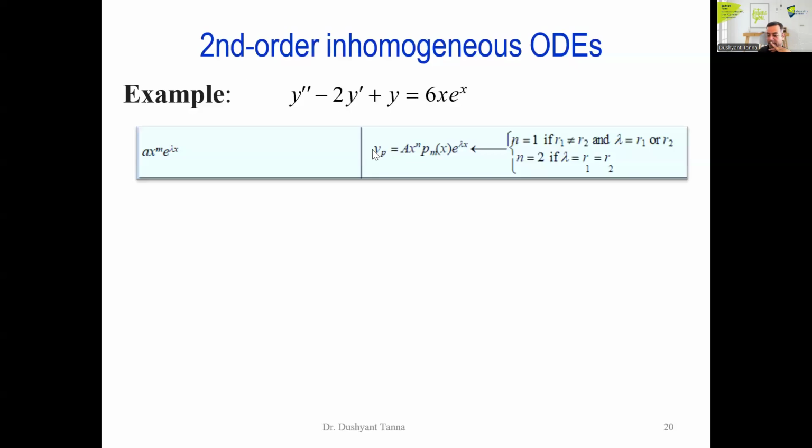Awesome. So we've got two more examples to go through. The next one is y double dash minus 2y dash plus y is equal to 6x e raised to x, right? And then again, there's a combination of x and e power x, but we'll have to follow what's given here. Okay.